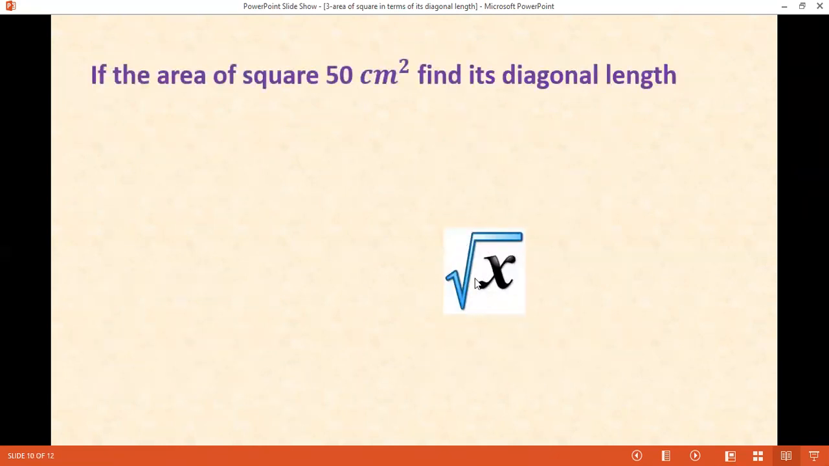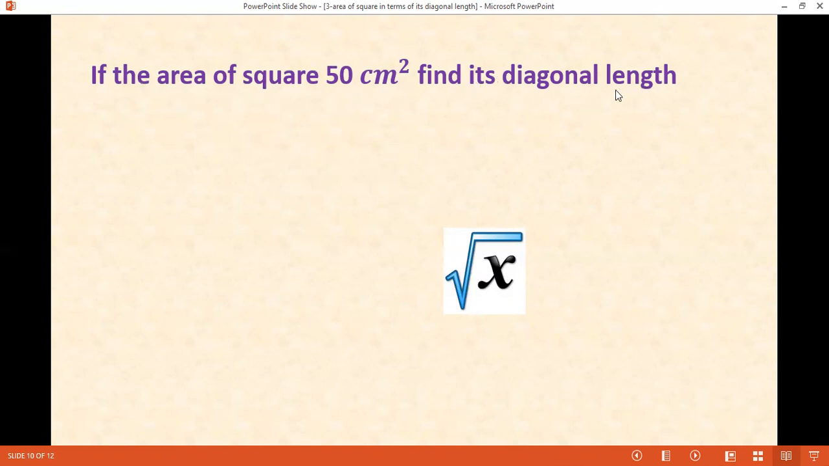Okay, what is this? This is the square root. I'm going to use it here. This is the square root in the calculator. You will find this sign in your calculator. Okay, the area of a square equals 50.